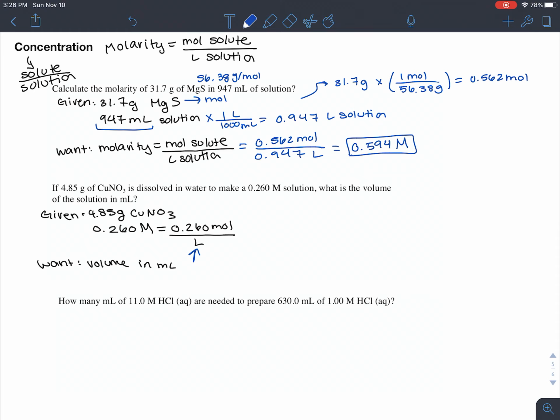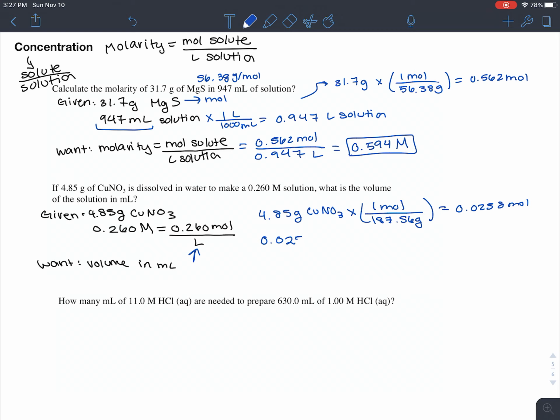So I have to cancel out the moles and need to use the grams. In order to do that, I have to convert to moles first, just like we've done already. So I take my 4.85 grams copper nitrate and divide by my molar mass, which is 187.56 grams. If I do that math, 4.85 divided by 187.56 is 0.0258 moles.